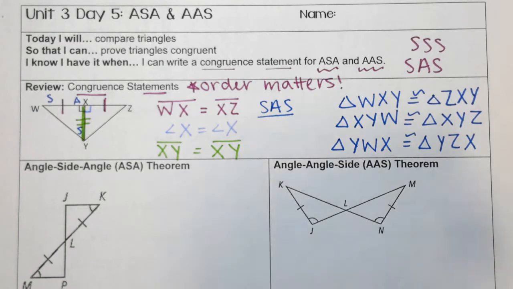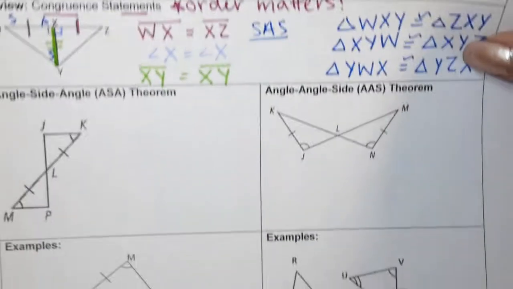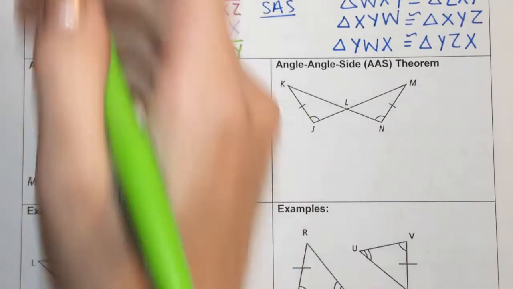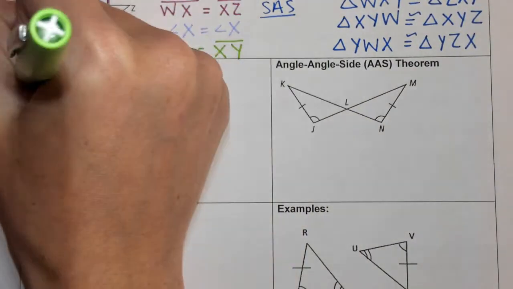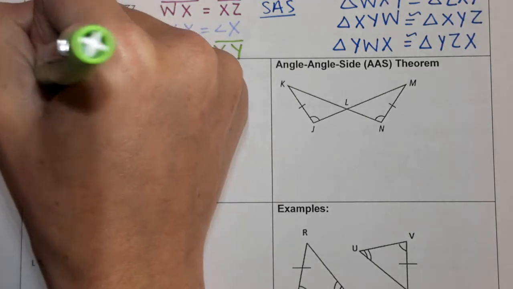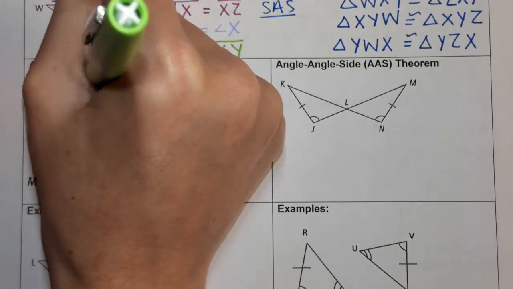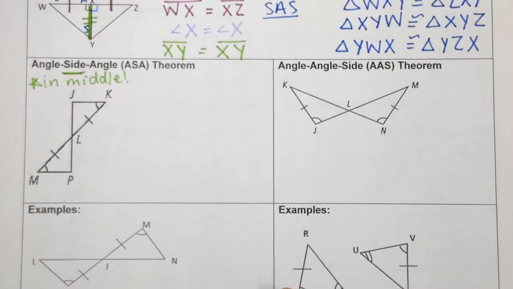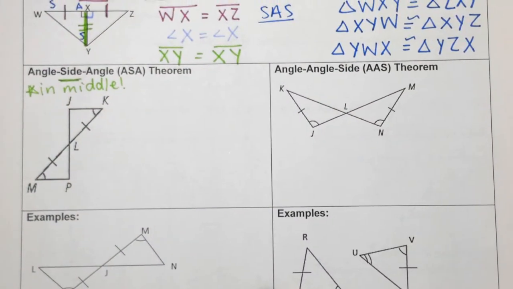Alright, let's take a quick look at our next two congruence theorems. So first we're going to look at angle, side, angle. The important thing here is that the side is in the middle. This is super important. It's kind of like those included angles. This is an included side.